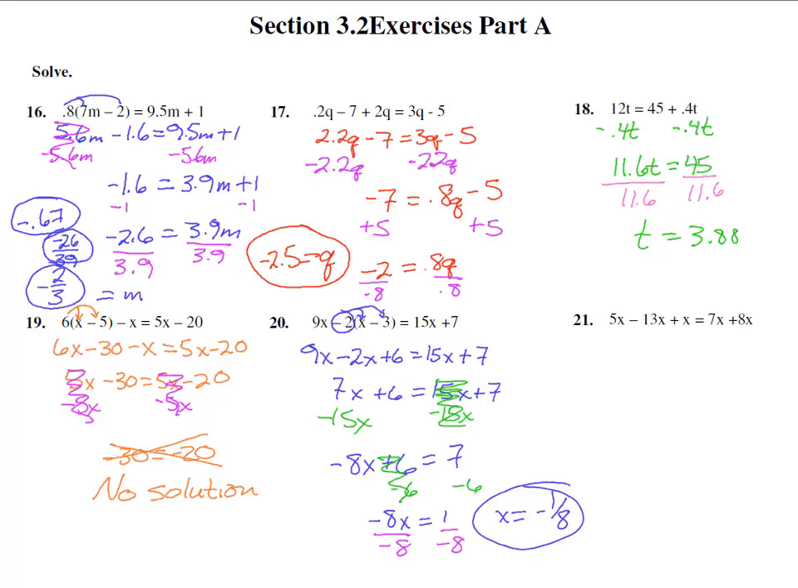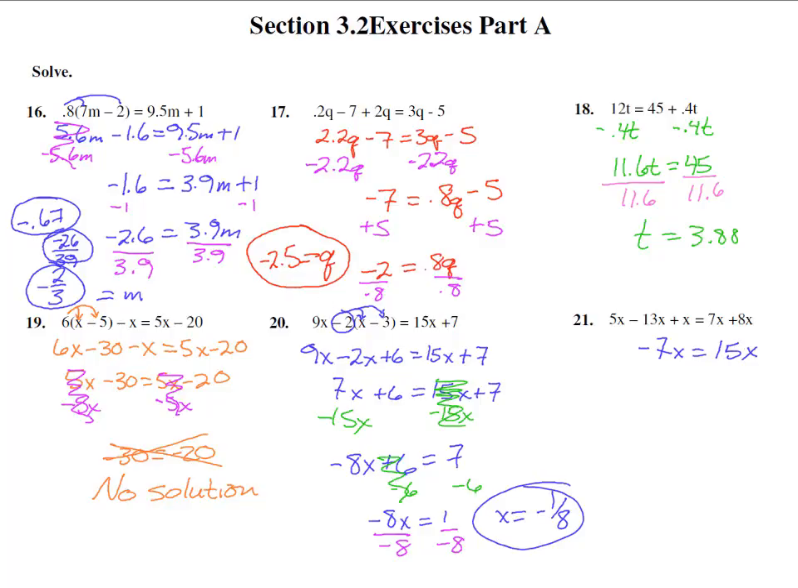And number 21. 5x minus 13x plus x equals 7x plus 8x. We don't have any parentheses, but we do have multiple x's all over the place. 5x minus 13x, that's negative 8x, plus x would be a negative 7x equals, and on the right-hand side of the equation, 7x plus 8x is 15x. Wow, negative 7x on that side and 15x on the other side.